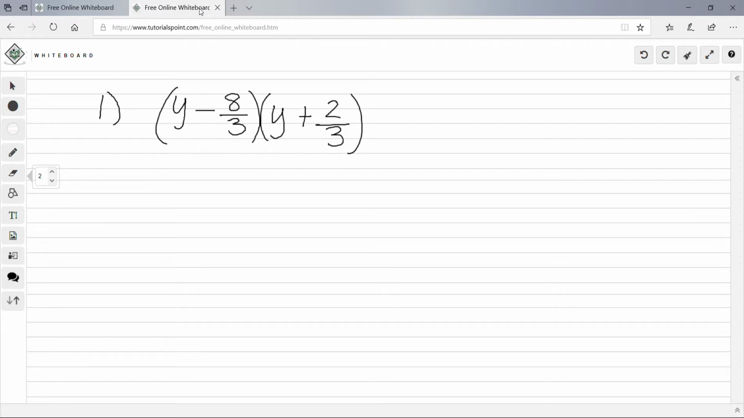So what I'm going to do is, since this is a fraction and I don't like fractions because it makes everything more complicated, I want to get rid of this 3. So how do I get rid of it? I'm going to multiply everything by 3. So y minus 8 over 3, y plus 2 over 3. When you multiply by this 3, it'll get rid of this fraction, so this is good.